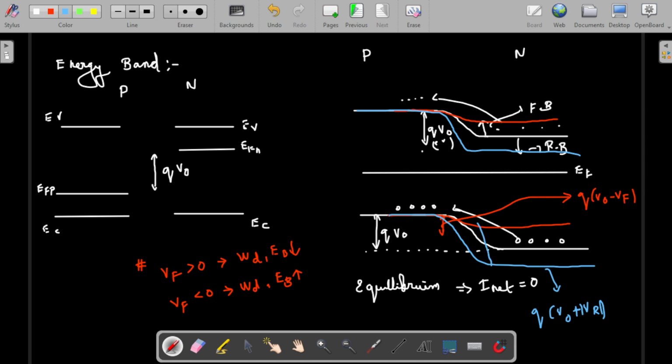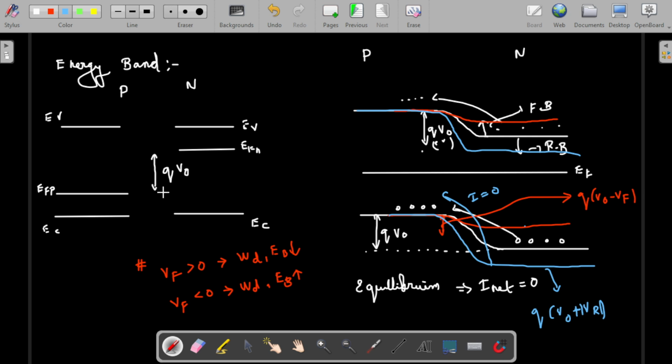Then it will be more difficult for the electrons to jump, so I will be equal to 0. But here, if you see, the current may move. So current will move. Here the red color is for forward bias, and the blue color is for reverse bias. So I hope it is understood by you guys. I have made a single diagram so that you can easily grasp the concept.